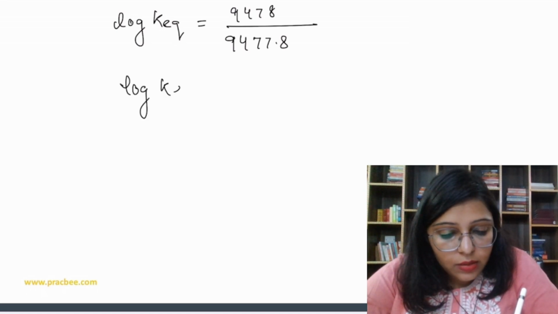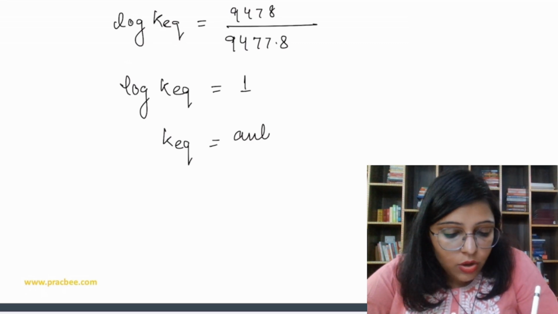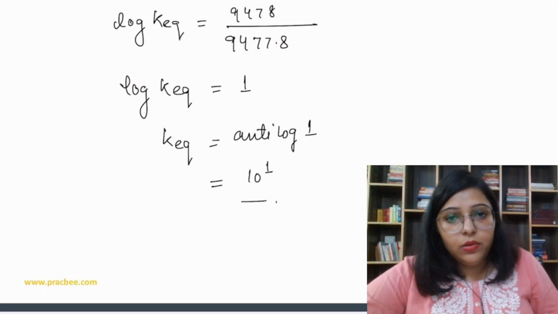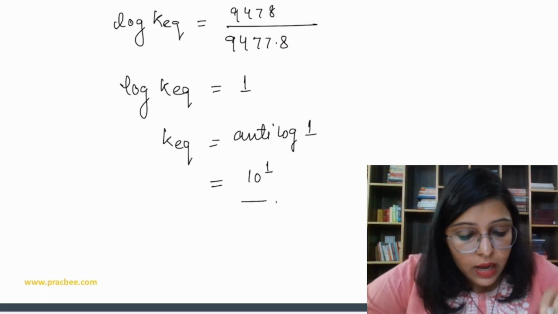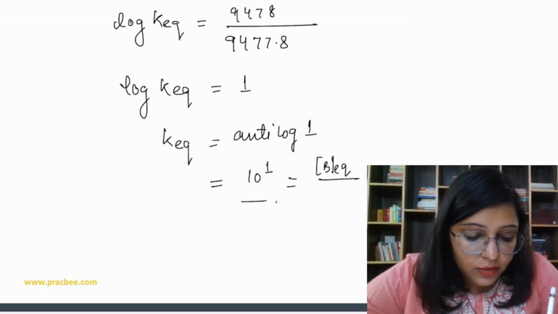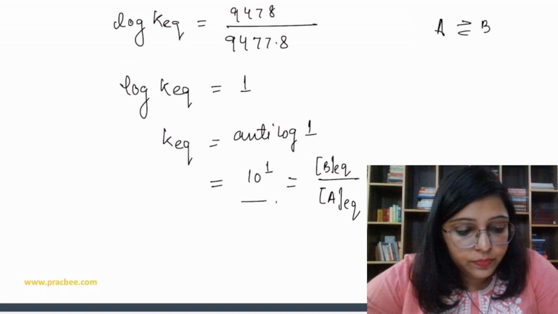So log K equilibrium is 1. So K equilibrium is what? Antilog of 1. Antilog of 1 means 10 to the power 1. So first we have to find out log K equilibrium. Now K equilibrium is what? Concentration of B at equilibrium divided by concentration of A at equilibrium, because we have this.